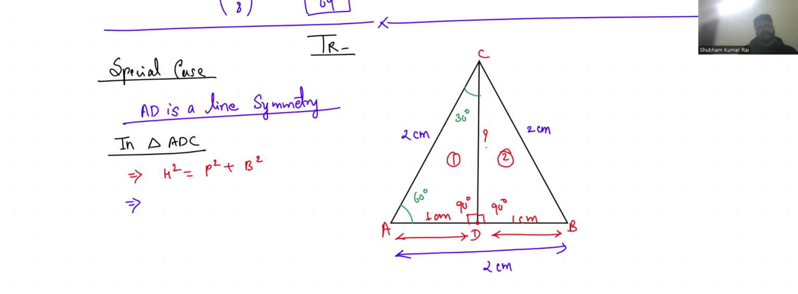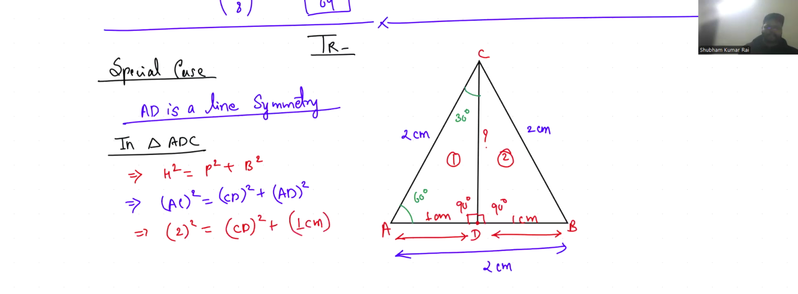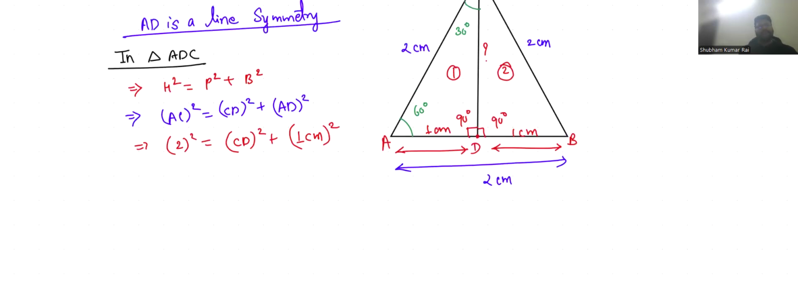That is AC. What is perpendicular? That is CD. And what is base? That is AD, right? So the value of AC is 2 centimeters, and we will substitute over here. We need to just calculate CD, and AD we have as 1 centimeter. Why? Because here the line AD is a line of symmetry which divides the equilateral triangle into two right angles, right? So now here you can see that 2 square is 4. CD we need to calculate, and 1 square will be 1 only, right?